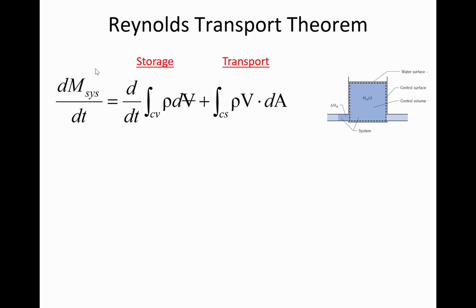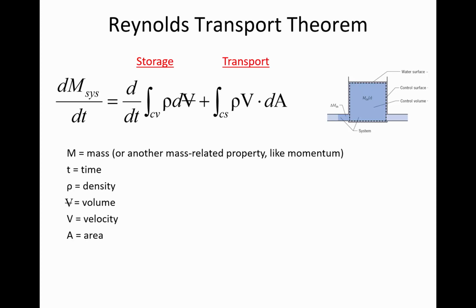But the two broad terms in this Reynolds transport theorem are the storage term and the transport term. And so what we're going to say is that the net change in storage inside of the tank is due to an imbalance in the flow in versus the flow out. So we can account for the rise or fall of the water surface by tracking over time the inflow versus the outflow.